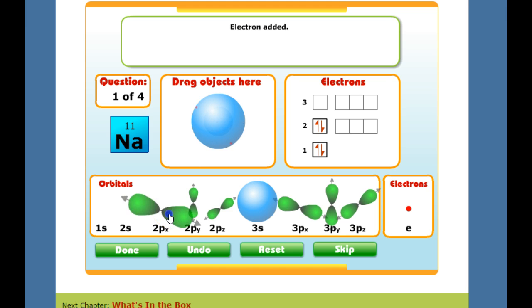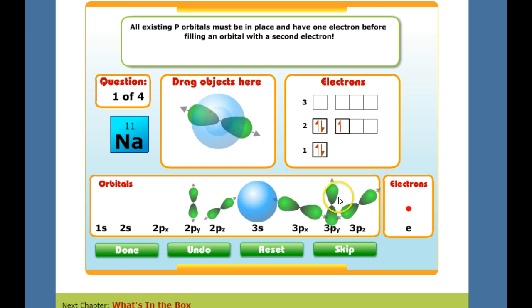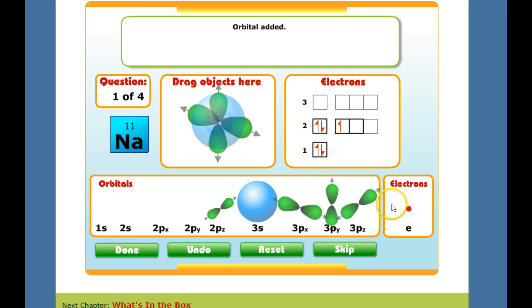After that comes a 2p. There's one of your peanuts. Okay, and you're about to want to drag another electron there. You can't do that. All existing p orbitals must be in place and have 1 electron before filling an orbital with the second electron. There's Hund's rule. So we drag another p over and put an electron in it, then a third p orbital and put an electron in it. And now that those are in place, we can put another electron in each of those.